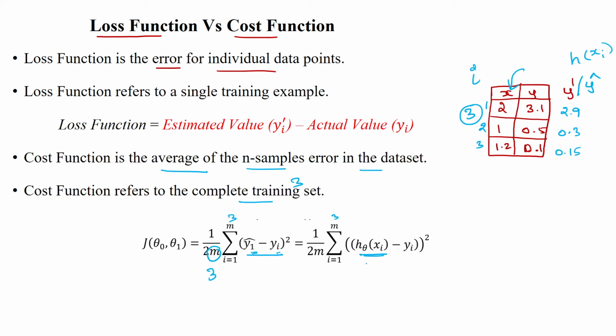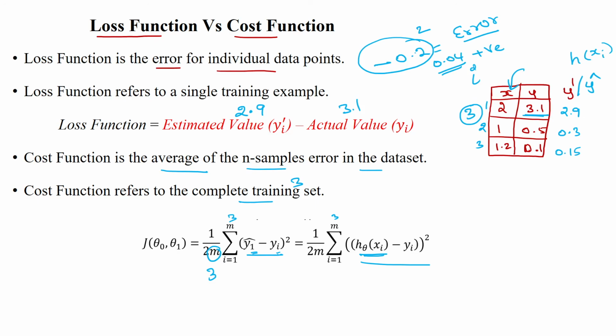Why are we squaring this value? Look at it this way. Suppose you take the first data sample. The first data sample's estimated value is 2.9 and the predicted value is 3.1. The difference between these two is minus 0.2. When you apply this, what will happen? You get a negative value. We cannot say error is a negative value. So what we do is square this value. When you square it, you get 0.04, so you get a positive value.